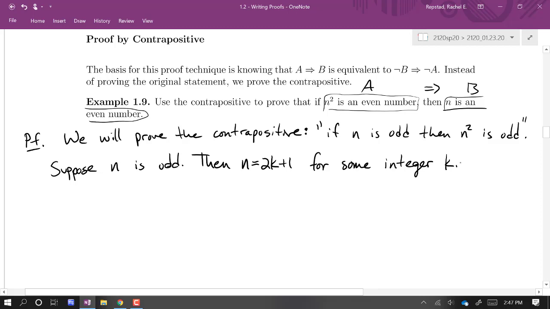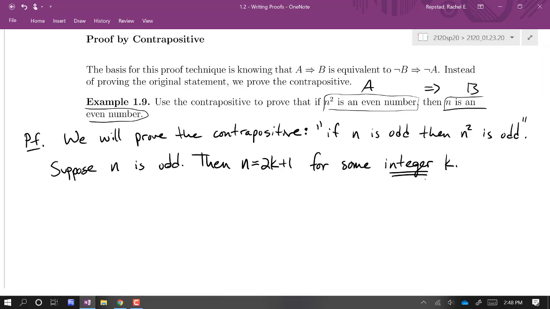And it's really important that I state for some integer k. Like, that needs to be in there. Because I could write 2 as 2k plus 1 if k is a half, right? But then k is not an integer. So this part is actually important to include.